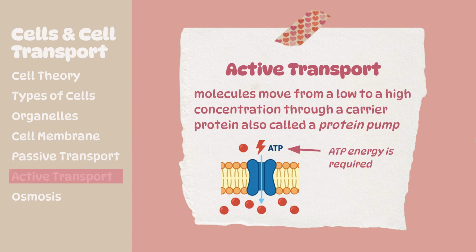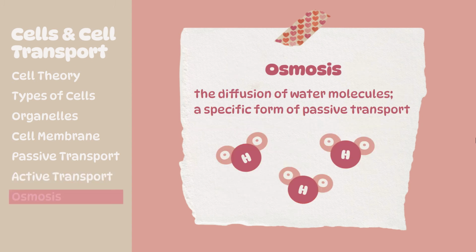Unlike active transport, which is when a cell is using energy to force these molecules to go against their concentration gradient. These molecules are going from a low concentration to a high concentration through a carrier protein, sometimes referred to as a protein pump. ATP energy must be used to do this. The final type of cell transport you need to understand is osmosis. This is a type of diffusion, which is passive transport, but it's specifically the movement of water molecules, which is H2O.